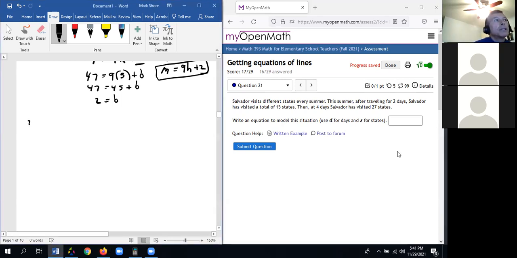So 21, we have this, 2 days. And 2 days, see, this is days, the time variable. In 2 days, 15 states. This is number of states here.